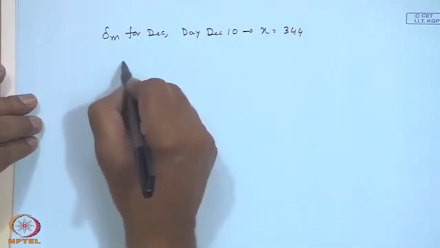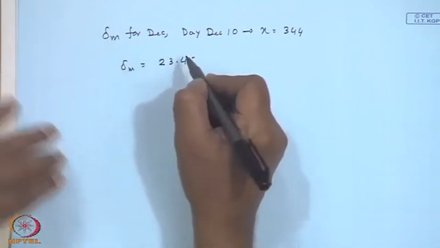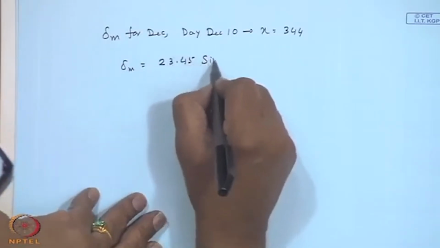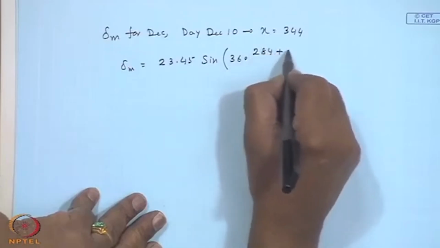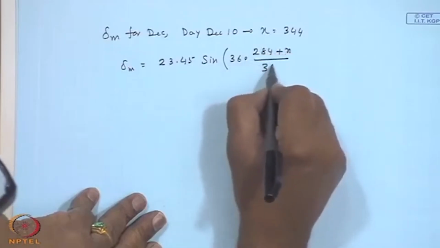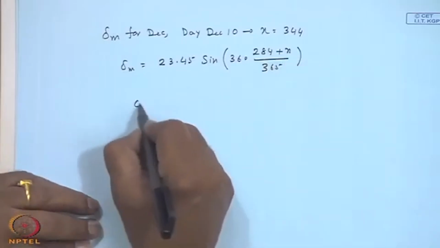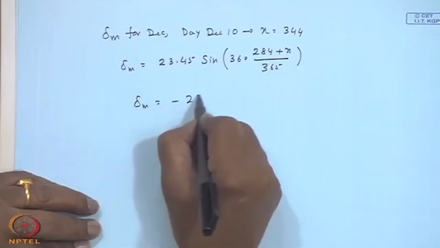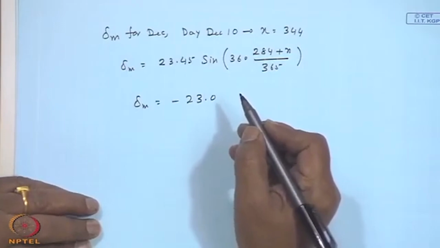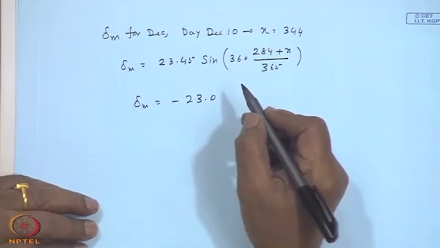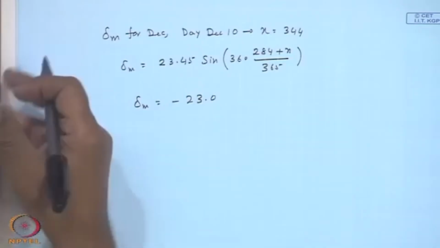So, delta m is 23.45 sin of 360 into (284 plus n) by 365. This formula now you should have gotten by heart. So, this is the recommended value for December, which will be equal to about 23 degrees. So, data H bar is known.